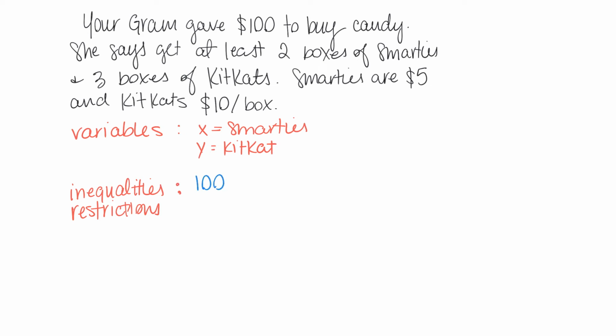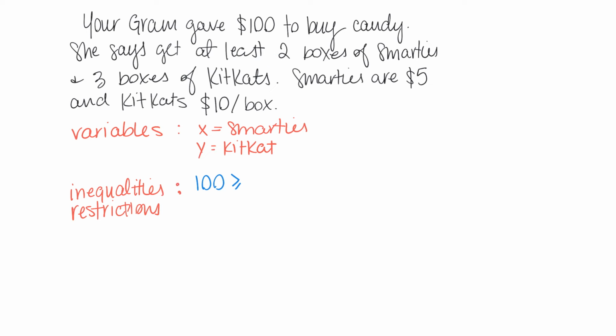$100. Now she's given you money, so this is a max. So everything needs to be less than $100. It can be 100 though. She says to get at least 2 boxes of Smarties. Ooh, trick. It seems that I would like to write that 2 right here. But should I do that? This is like separate. This does not have to do with money, does it?